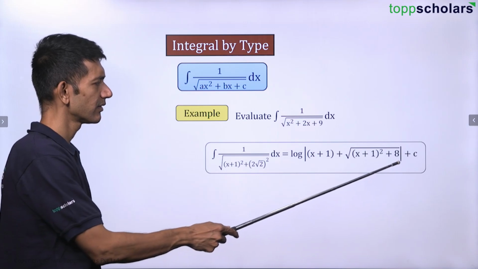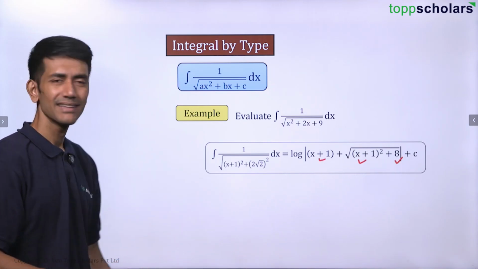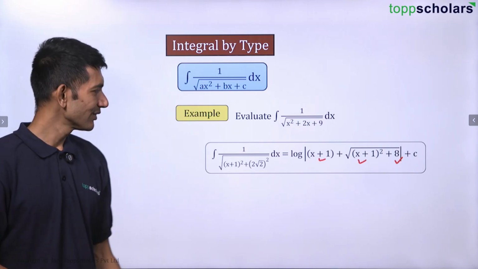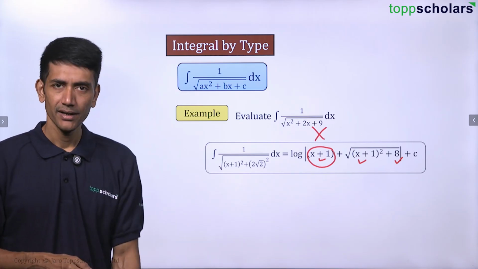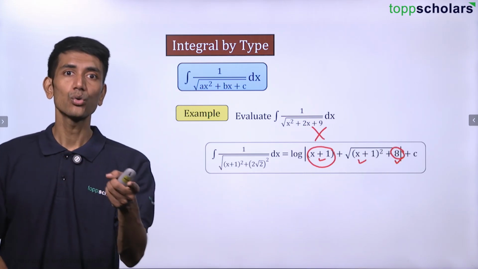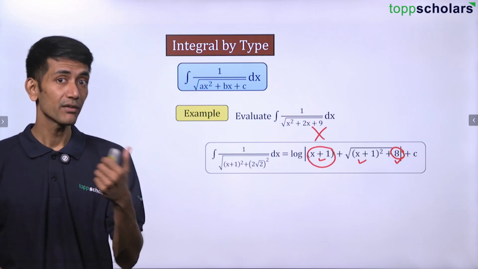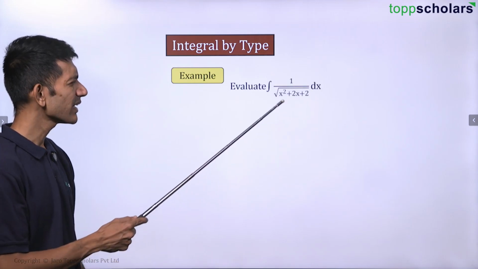See. This is x. This is x. And that's it. Simple. So instead of x, we have x plus 1. And instead of a, we had 2 root 2. We squared that and we got 8. Clear? Okay. Same thing again.